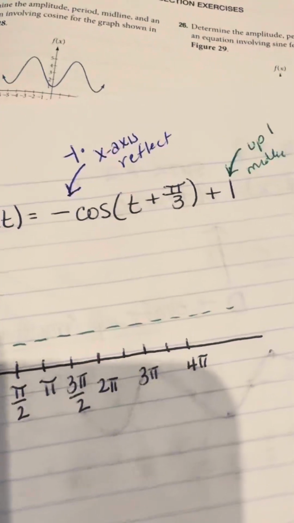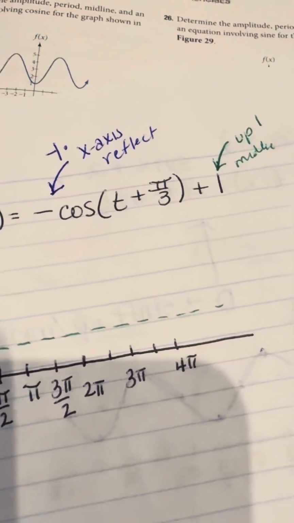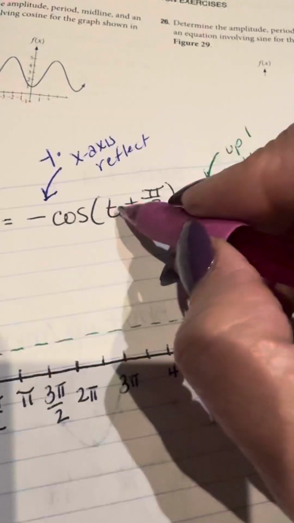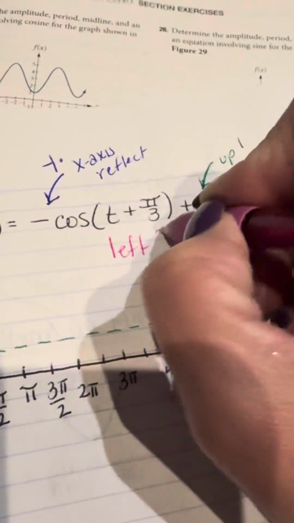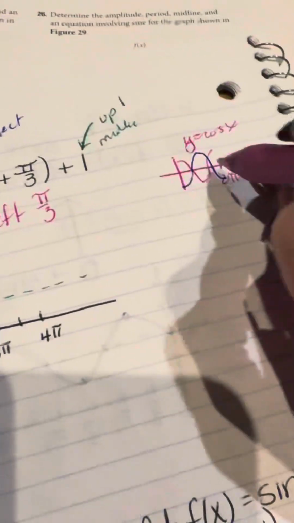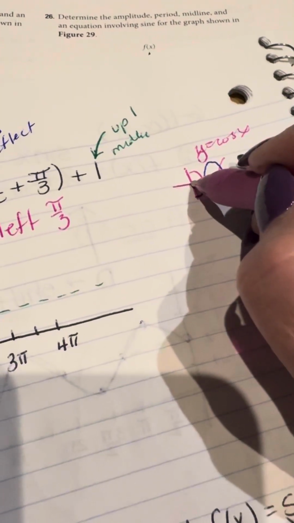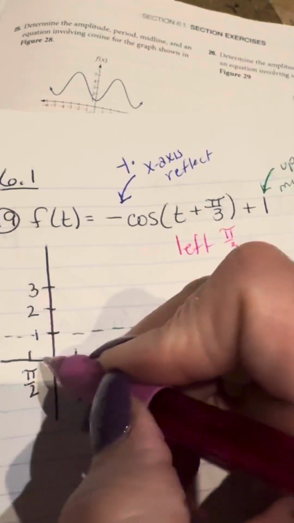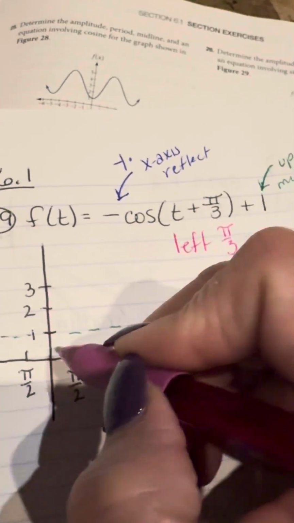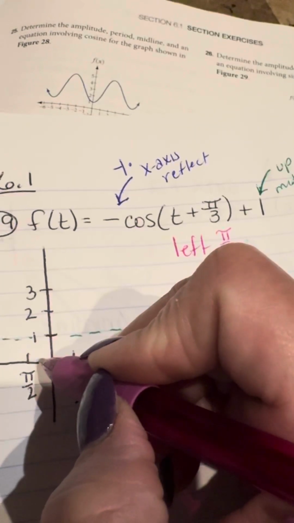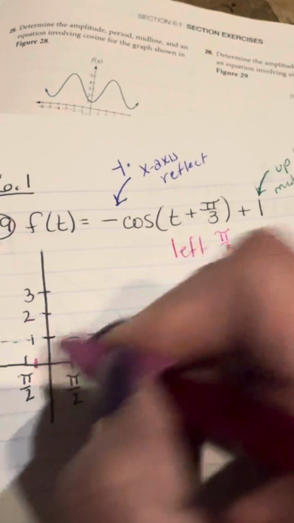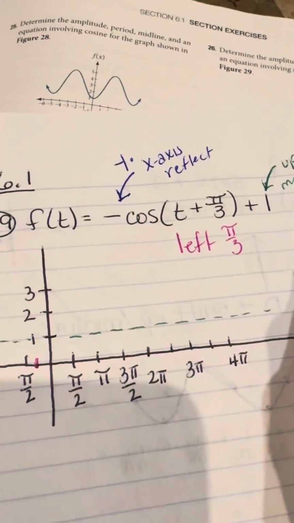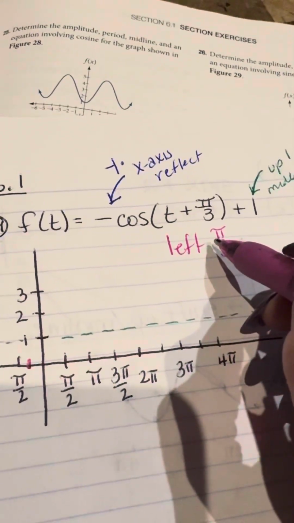And then finally, the last transformation that I have here is this plus pi/3. It's being added inside, so that means we're shifting to the left, pi/3. So instead of starting here at 0, we're going to start to the left at pi/3. So pi/3, I don't know, maybe about right there, I'm guessing. That might be more like pi/4, but that's where I'm going to start to the left.